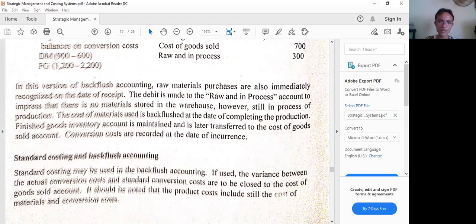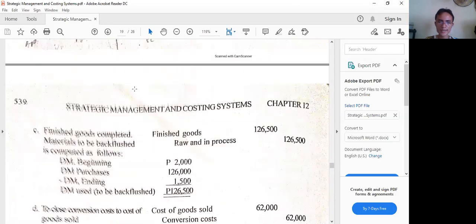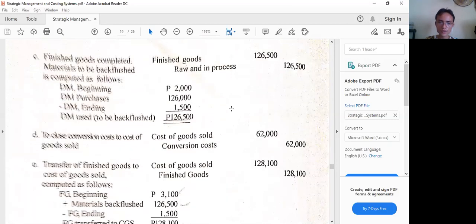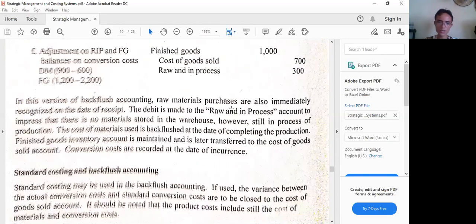Okay, so in this version we're in, let's go back. The assumption is that the trigger points are materials purchases and point of production. So in the material purchases, there has to be the recording of the raw and in process. That's the correct or complete meaning of RIP because we are talking about the raw materials and the in process items.